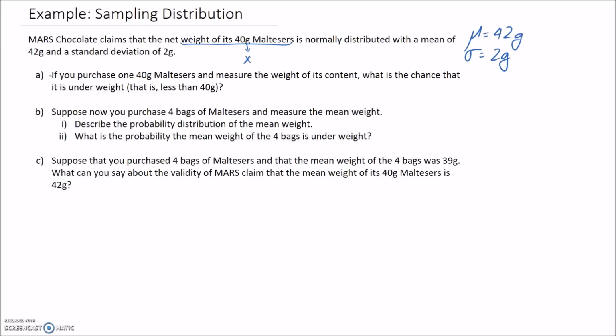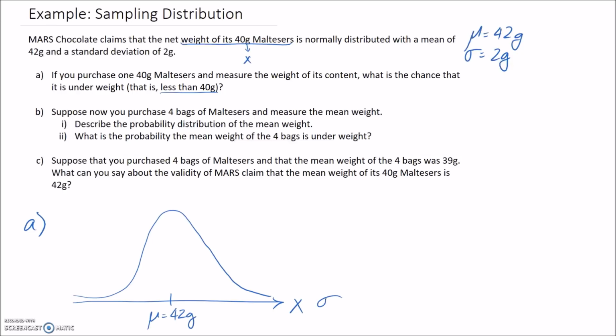Alright, so if we purchase one 40-gram Maltesers and measure the weight of its content, what is the chance that it is underweight, so less than 40 grams? So let's start this off by drawing ourselves a diagram. We know that the weight of Malteser packets is normally distributed. So if we plot X on the horizontal axis, we know it's going to have that bell curve shape. The mean, which is the peak here, is going to be at 42 grams. And I'll mark over here, the standard deviation of that data set is going to be 2.